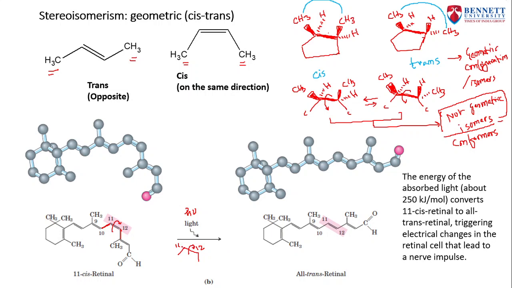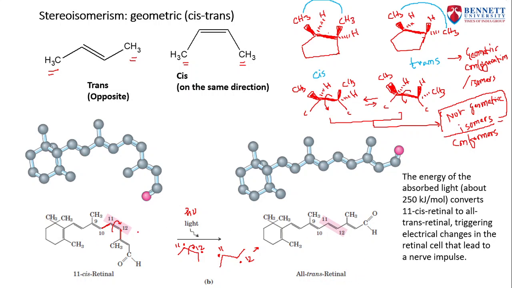Okay, so it becomes a radical and it rotates to form a trans. Okay, and the radicals then form the double bond again. Okay, now it becomes a trans retinal.